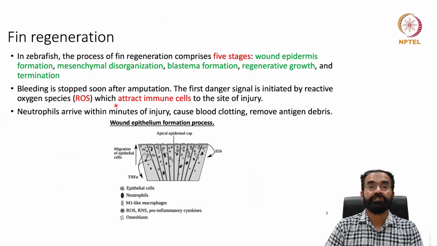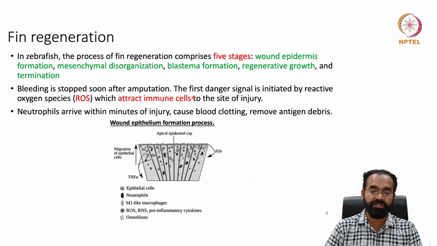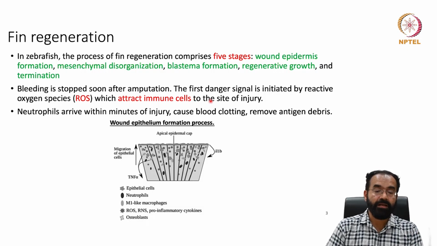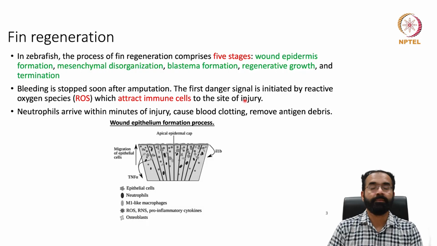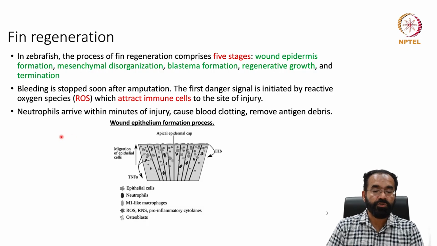So bleeding is stopped soon after injury, amputation. The first danger signal is initiated by reactive oxygen species, ROS, which attract immune cells to the site of injury. So ROS is capable of bringing in the cells, especially the immune cells, that are necessary for the regeneration to kickstart. Neutrophils arrive within minutes of injury, and they cause blood clotting and remove antigen, debris, etc.